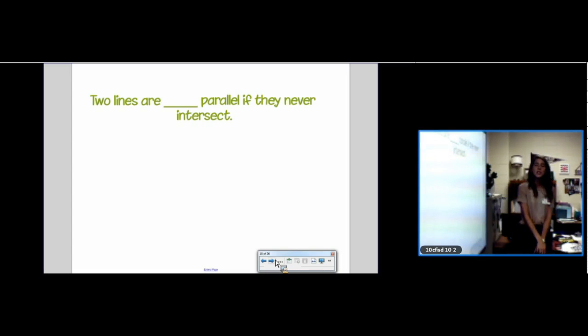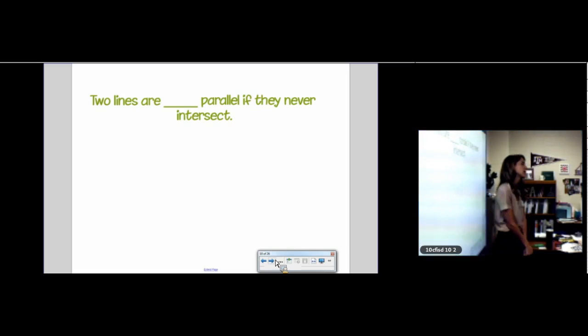2 lines are always, sometimes, never parallel if they never intersect. So, 2 lines, they don't intersect. Are they always, sometimes, or never parallel? Try again. Good. You might need to look at some things at home. Try again.